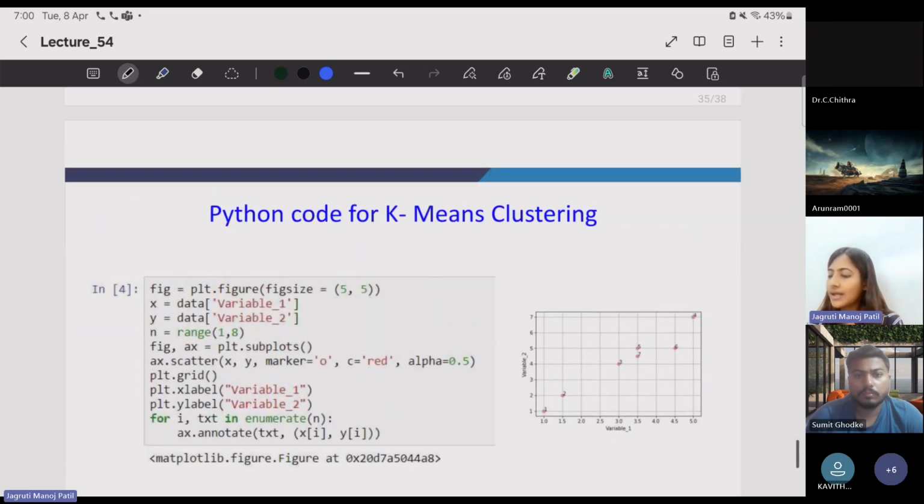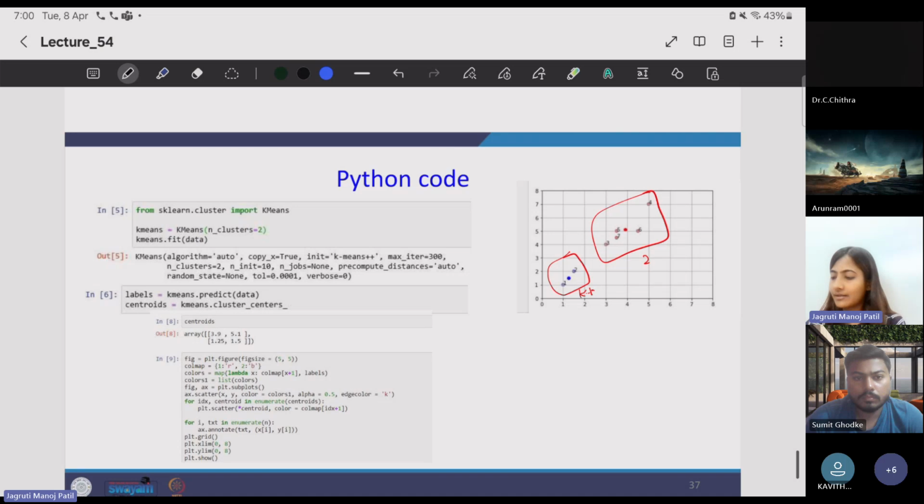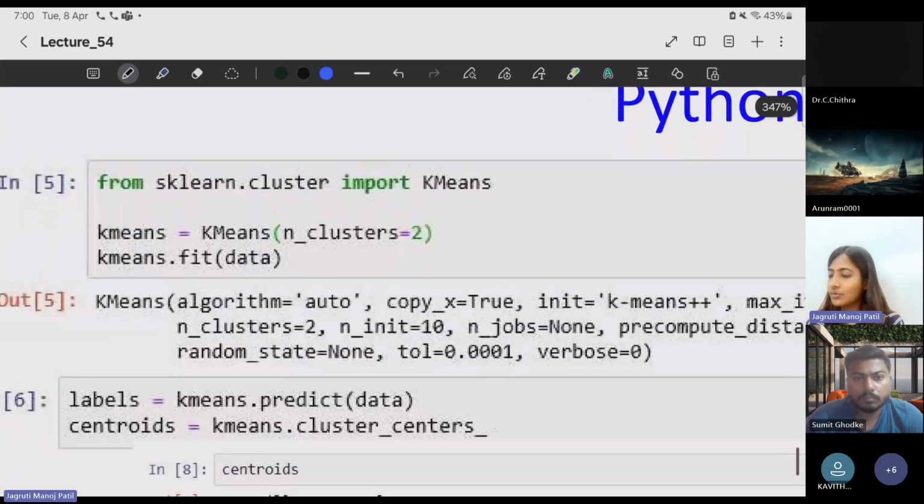That's it for today. And the Python code for the same is very easy, you just have to input this parameter. So it's in the sklearn library. We have gone to the sklearn library n number of times now. So that is within the cluster.